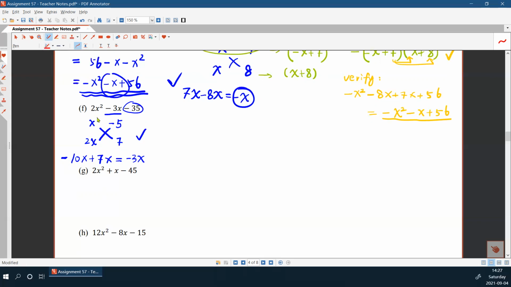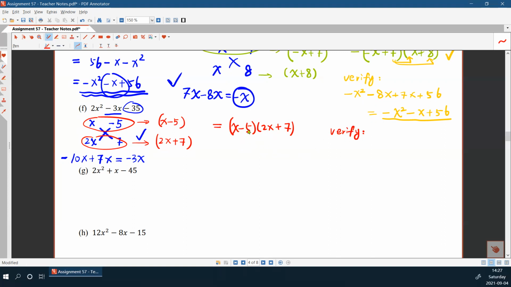And then the first term would be x minus 5. And the next term would be 2x plus 7. So the original expression is x minus 5 times 2x plus 7. And again, please verify your result on your scratch paper to make sure it is correct.